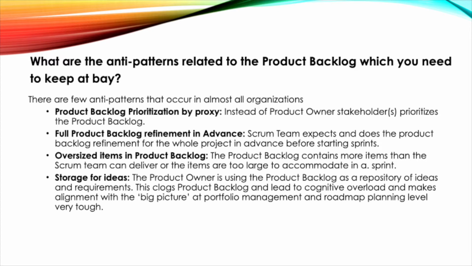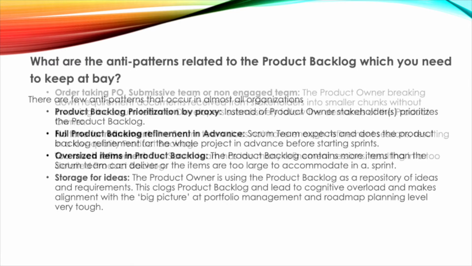Oversized items in the product backlog. The product backlog contains more items than the Scrum team can deliver, or the items are too large to accommodate in a sprint. Storage for ideas. The product owner is using the product backlog as a repository of ideas and requirements. This clogs the product backlog, leads to cognitive overload, and makes alignment with the big picture at portfolio management and roadmap planning level very tough.